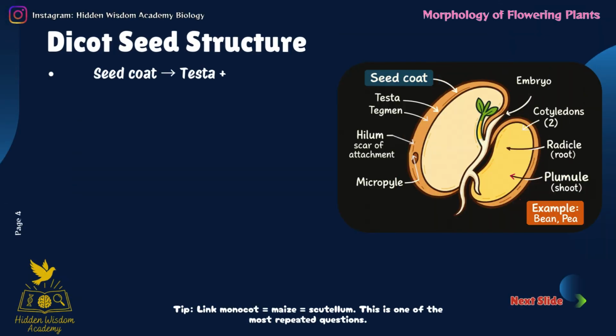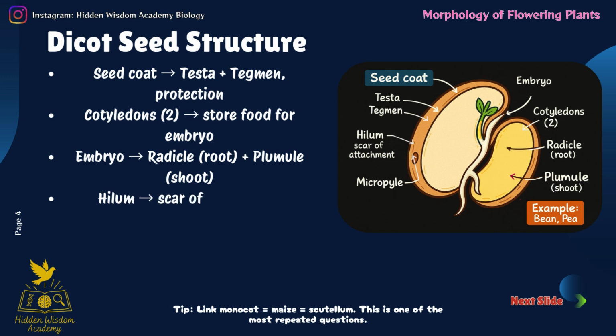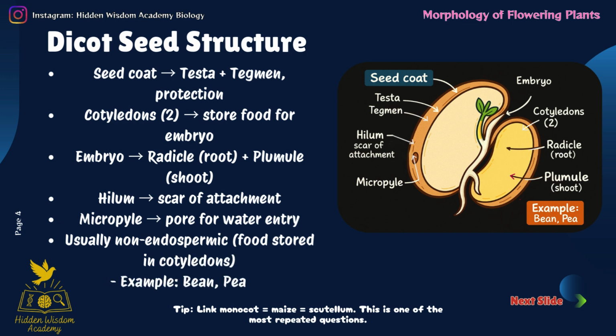Now, let's talk about dicot seeds in more detail. Let's look at a dicot seed, using examples like bean or pea. The seed coat has two layers, testa, outer, and tegmen, inner, for protection. Inside are two big cotyledons that store food. The embryo has a radicle that grows into the root and a plumule that grows into the shoot. The hilum is a scar where the seed was attached to the ovary, and the micropyle is a tiny hole through which water enters during germination. Most dicot seeds are non-endospermic, so food is stored in the cotyledons.